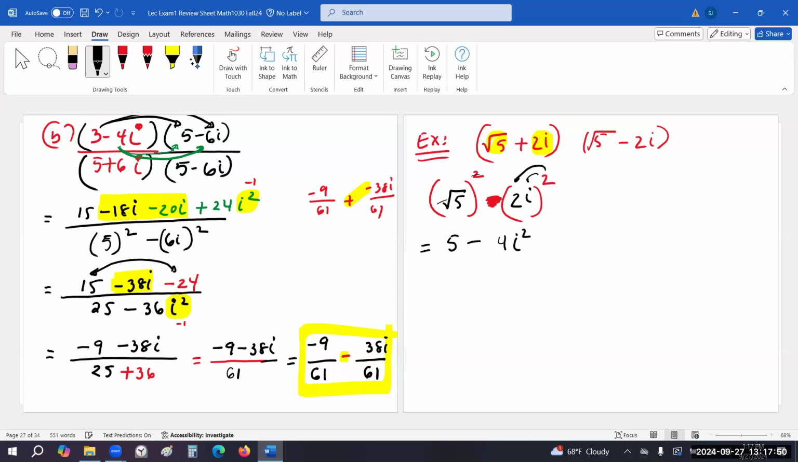4i squared. Common mistake, people think it's 2i squared. It is wrong. It's 4i squared. But what is i squared? -1. So the -4 turns into a +4 because we are multiplying these: -4 times -1. So what is our final answer?